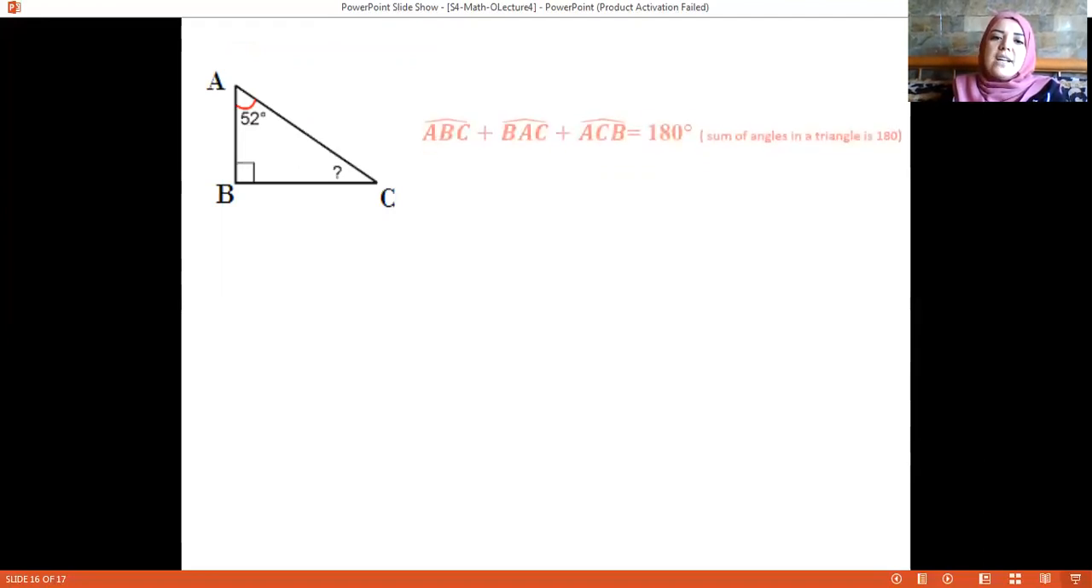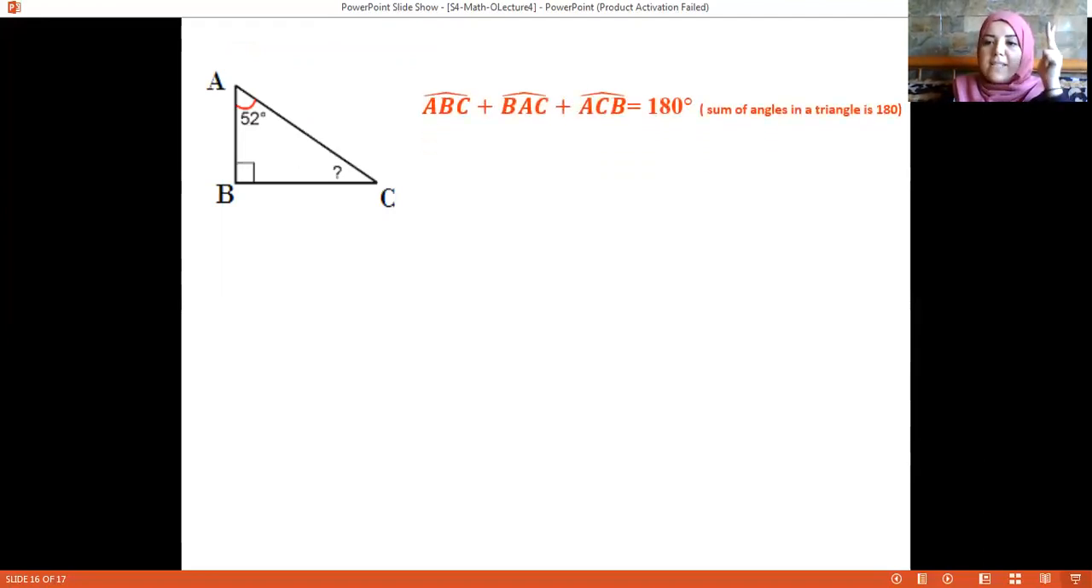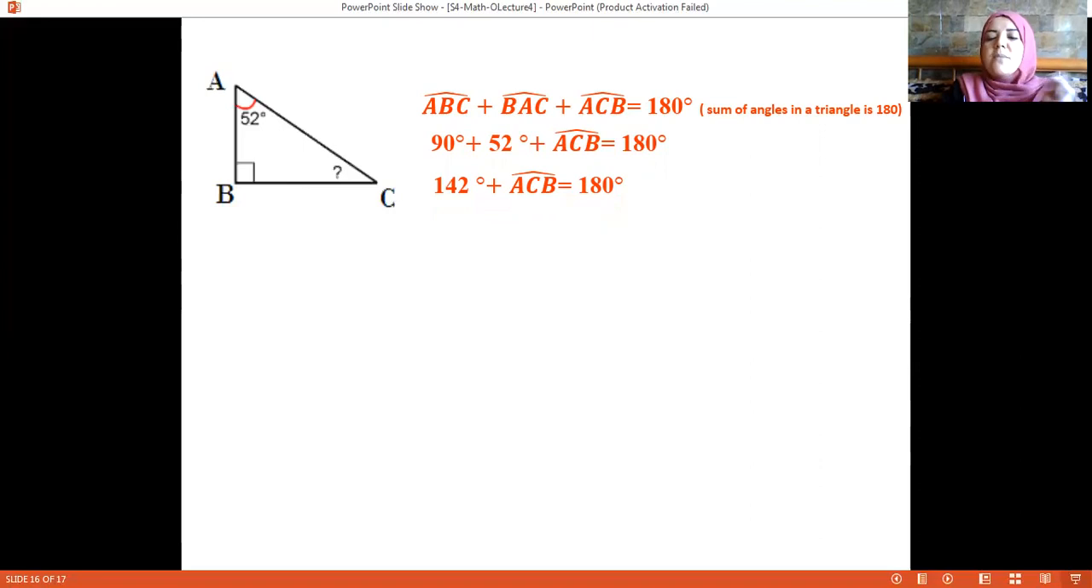Anyway, you should know that ABC plus BAC plus ACB equals 180. How did I know? Because the sum of angles in a triangle is 180. Now I put the given. I have the angle ABC 90 and the angle BAC 52. I still need to find ACB. In the third step, we do a calculation. 90 plus 52 is 142. And now I ask myself, what's the number I added to 142 to get 180? We subtract. 180 minus 142 is 38. So angle ACB is 38.